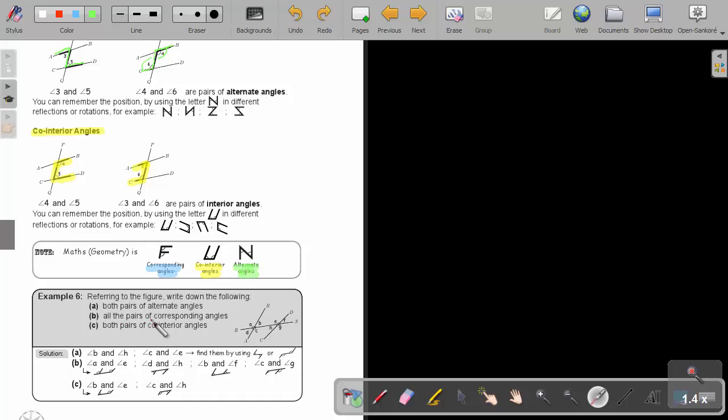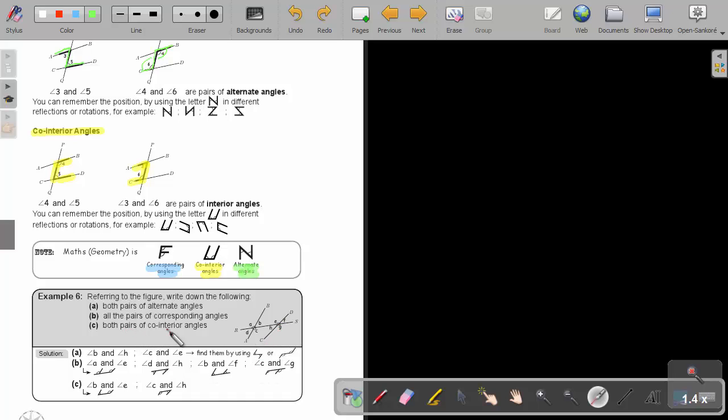Okay. All the pairs of corresponding, there's a lot. So look first at that side. So let's look at that F. Okay, we can start the F like this. So it will be A and E. Then we can go with the F like this. This will be B and F. And then we go to the other side. If you look at this side, it will be D and H. And if you look at this side, C and G. Okay, that was all the F.